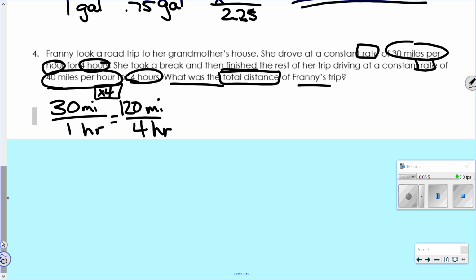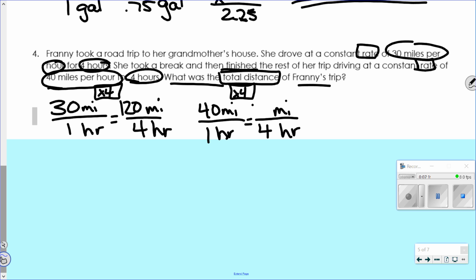The second part of our trip, she's now doing 40 miles per hour for number of miles in 1 hour. How many hours is she traveling? 4 again. So what goes in my box? How do I go from 1 to 4? Times 4. That gives me 160. So what am I going to do to those 2 numbers? I add them. So 120 and 160, her trip was 280 miles.